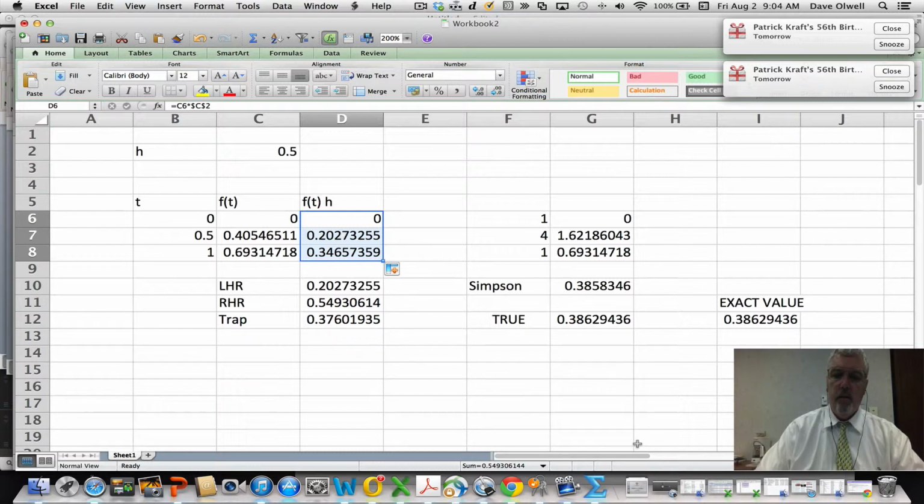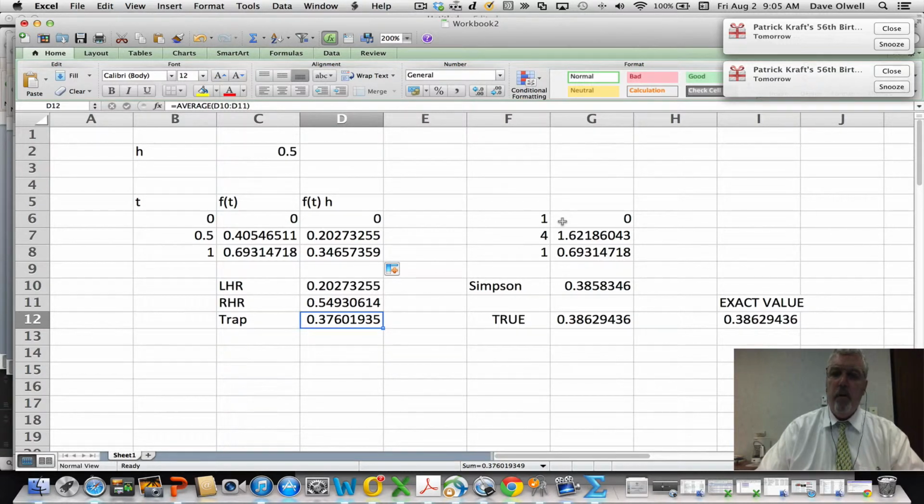Let's go back. I add the rectangles with the left-hand endpoints, which is these two, to get the left-hand rule approximation. The right-hand rule says I add the last two to get the right-hand approximation. The trapezoidal rule says I take the average. So that estimates the area under the curve of the log of 1 plus t between 0 and 1 to be 0.37. And that's a crude approximation.